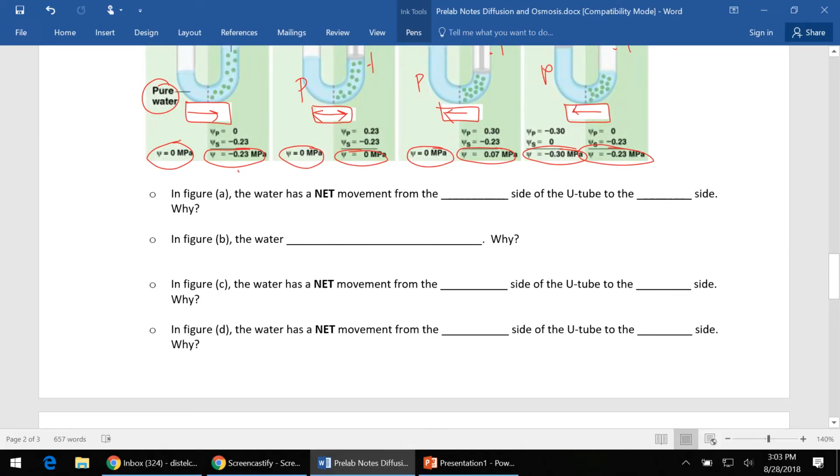So in figure A, the water has a net movement from the left side of the U tube to the right side. Okay, and the question is why? So for this one, it's kind of simple. The pure water, again, forgive my handwriting, the pure water has a higher water potential. In figure B, the water, we're going to say, has no net movement.